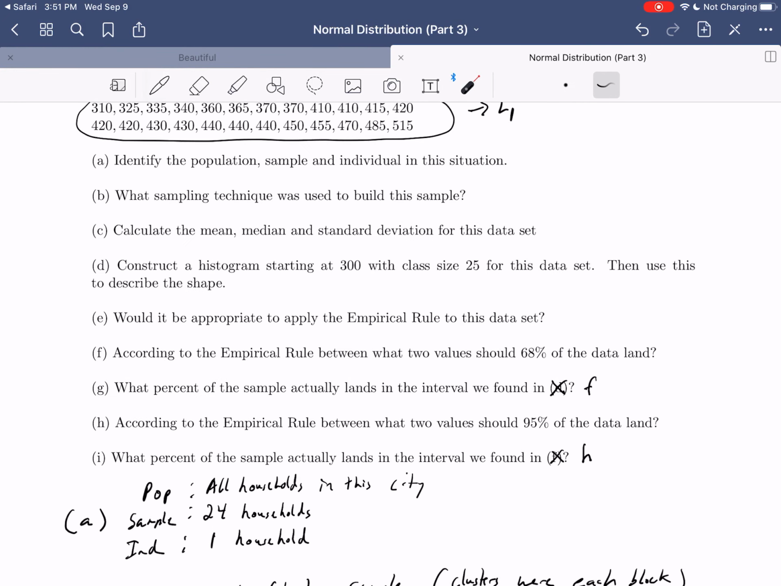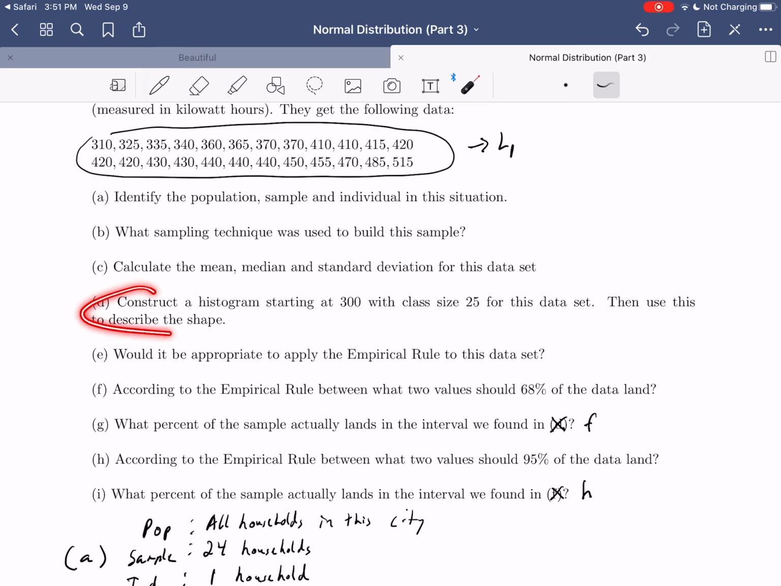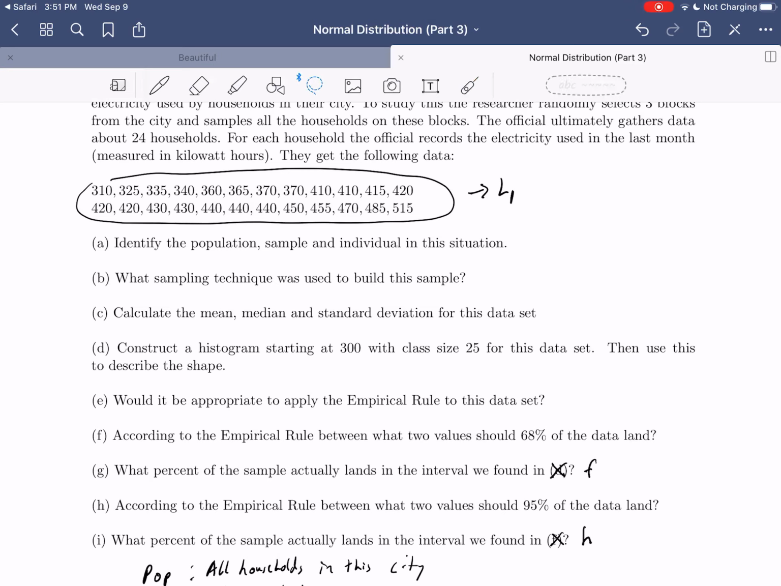So how are we going to visualize it? Well, we're going to try to construct a histogram starting at 300 with class size 25. We'll do that on the next page, but we'll go ahead and grab our data set to make that a little bit easier.